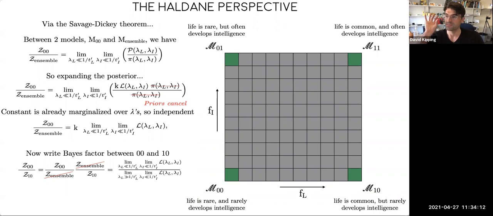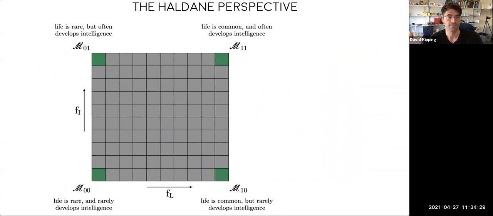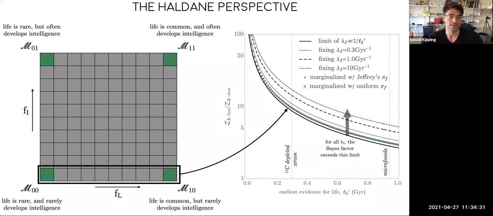So, Tony can use his prior. He might like the log uniform prior. Barry could be a fan of the uniform prior, but we'll all agree on this. When we calculate Z00 over Z10, we'll all end up with the same answer. It'll be agreed upon by all parties, whatever prior you use. That's important. Here's the results.